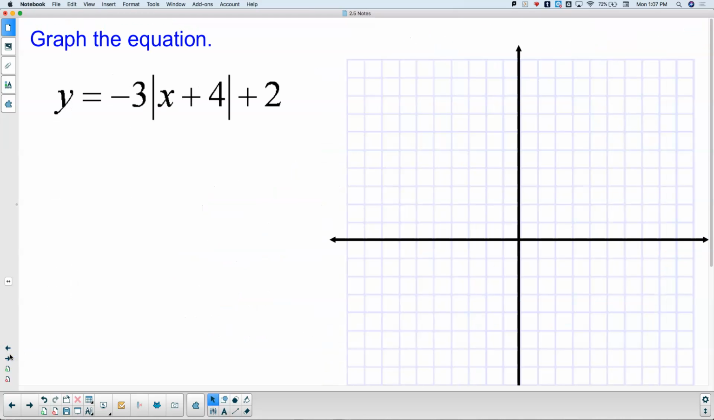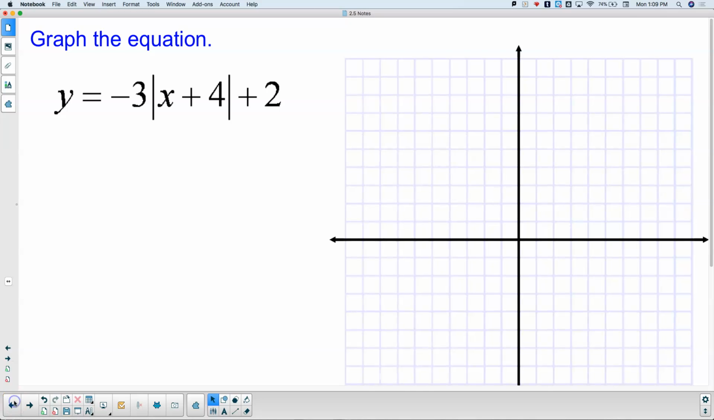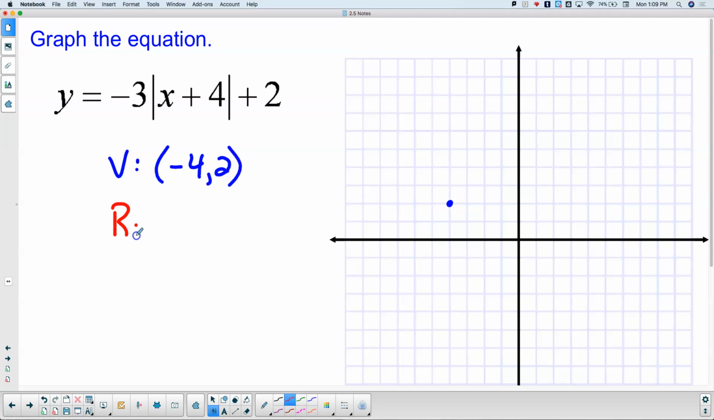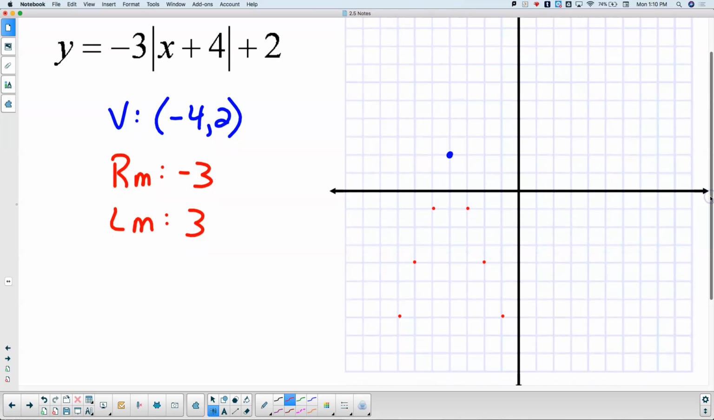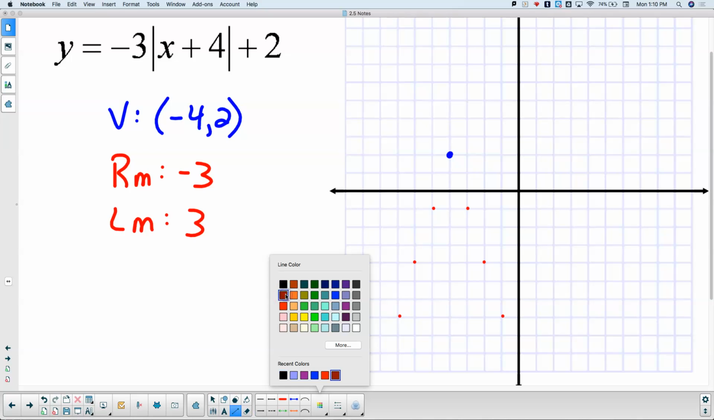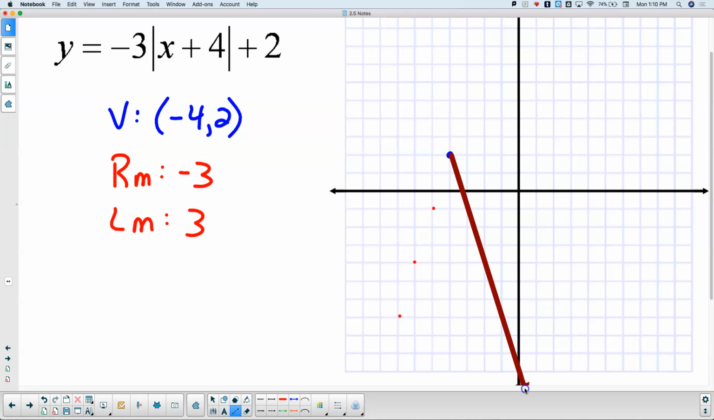Using any method that you choose, please graph this one. I get a vertex at the point negative 4, comma 2. I get a right side slope of negative 3 and a left side slope of positive 3. There and there, there and there. Agree?